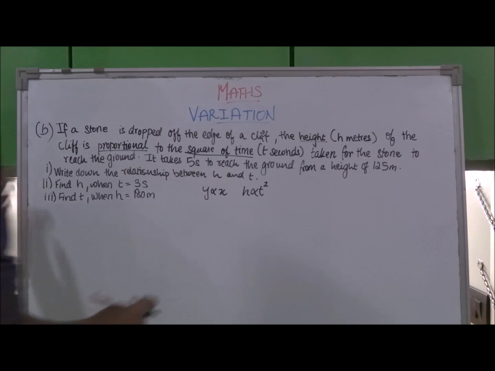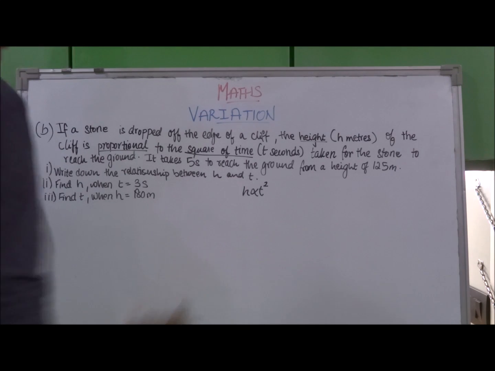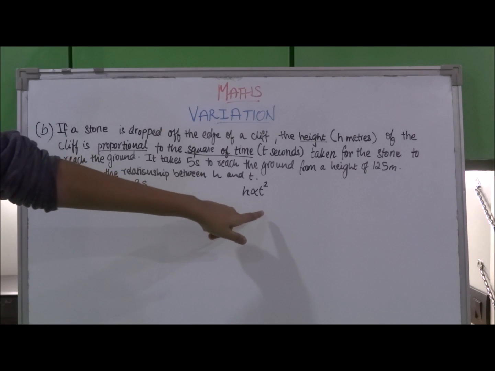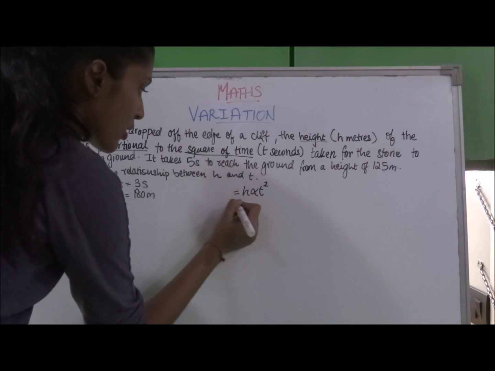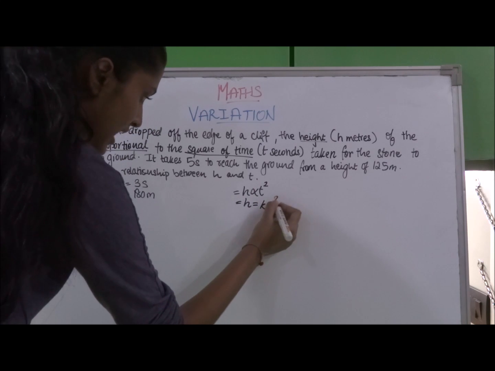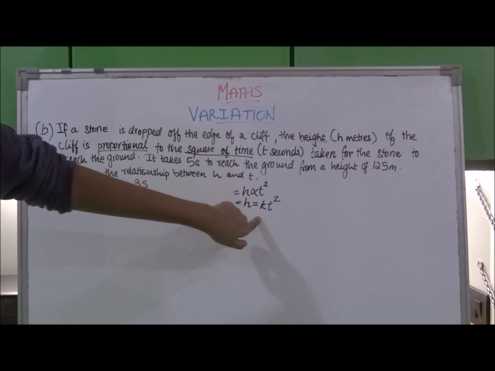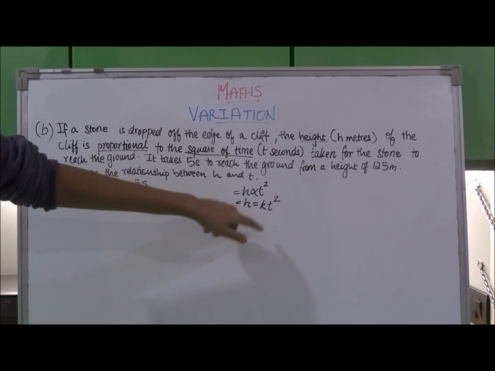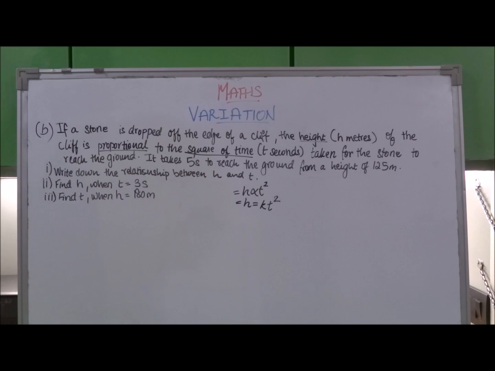So to write down the relationship between h and t, h is directly proportional to t square, which is equal to h is equal to k t square. So the k remains the constant, that is the constant of proportionality, and h is directly proportional to t square. Then we need to find h when t is 3 seconds. But before solving this, we need to find out the value of k.